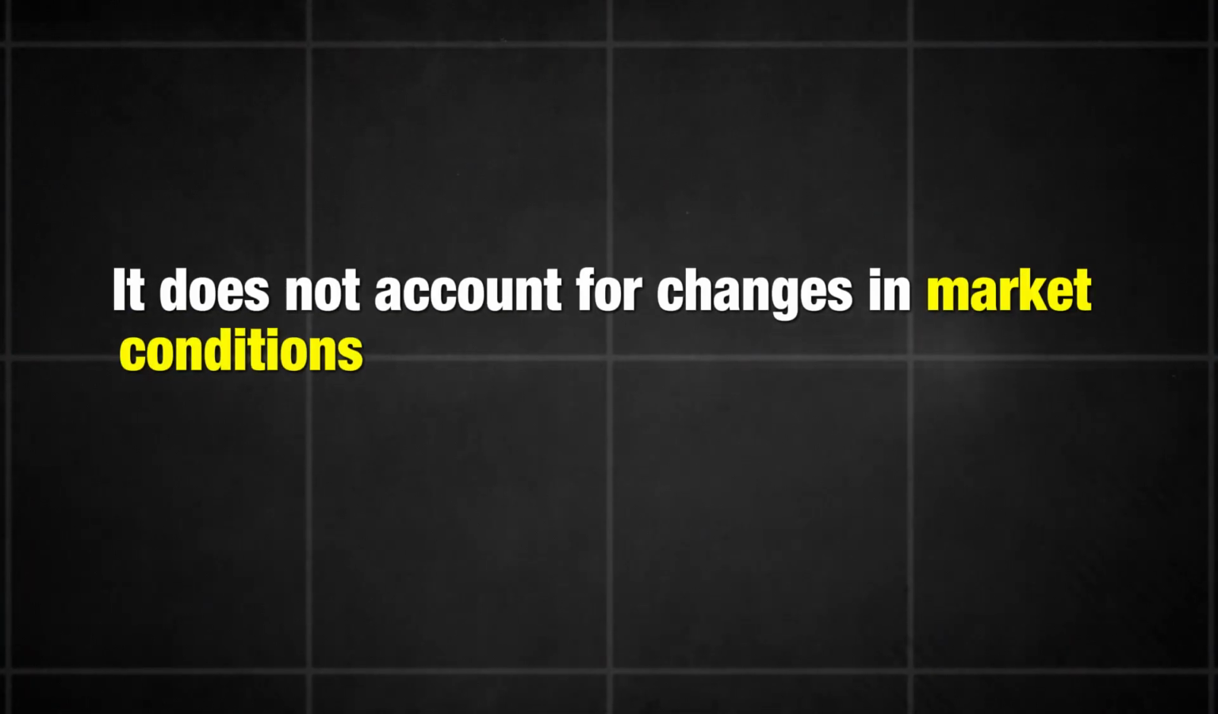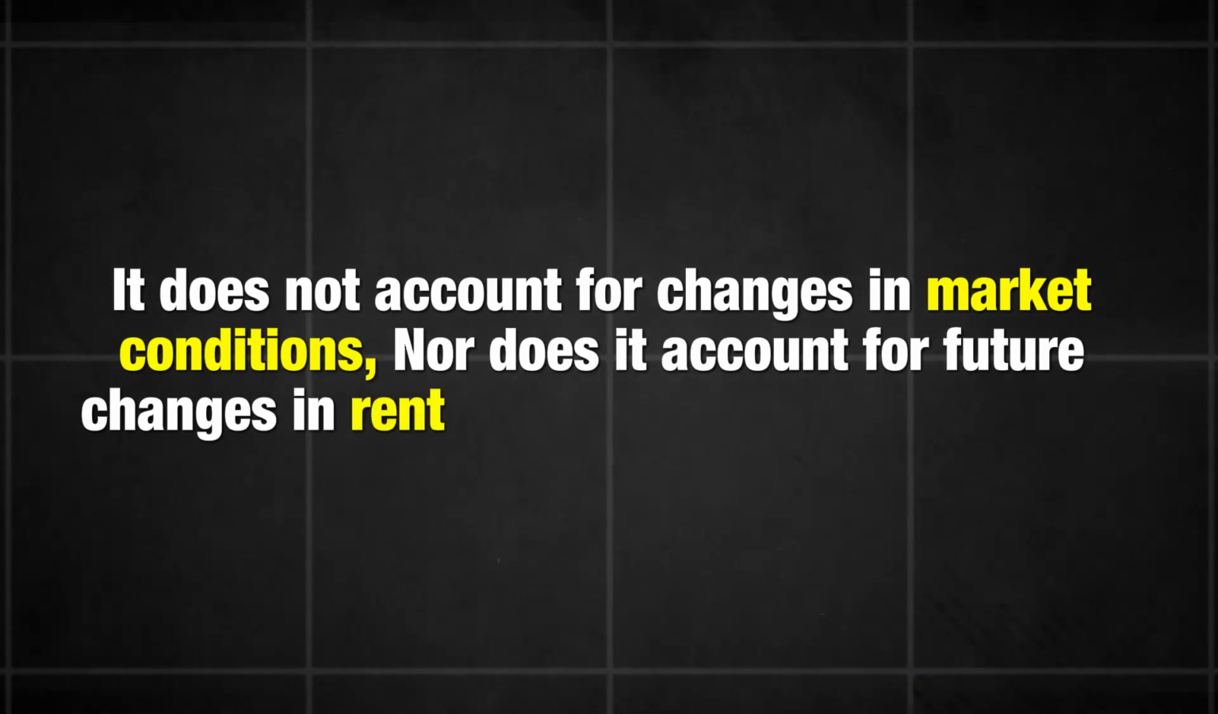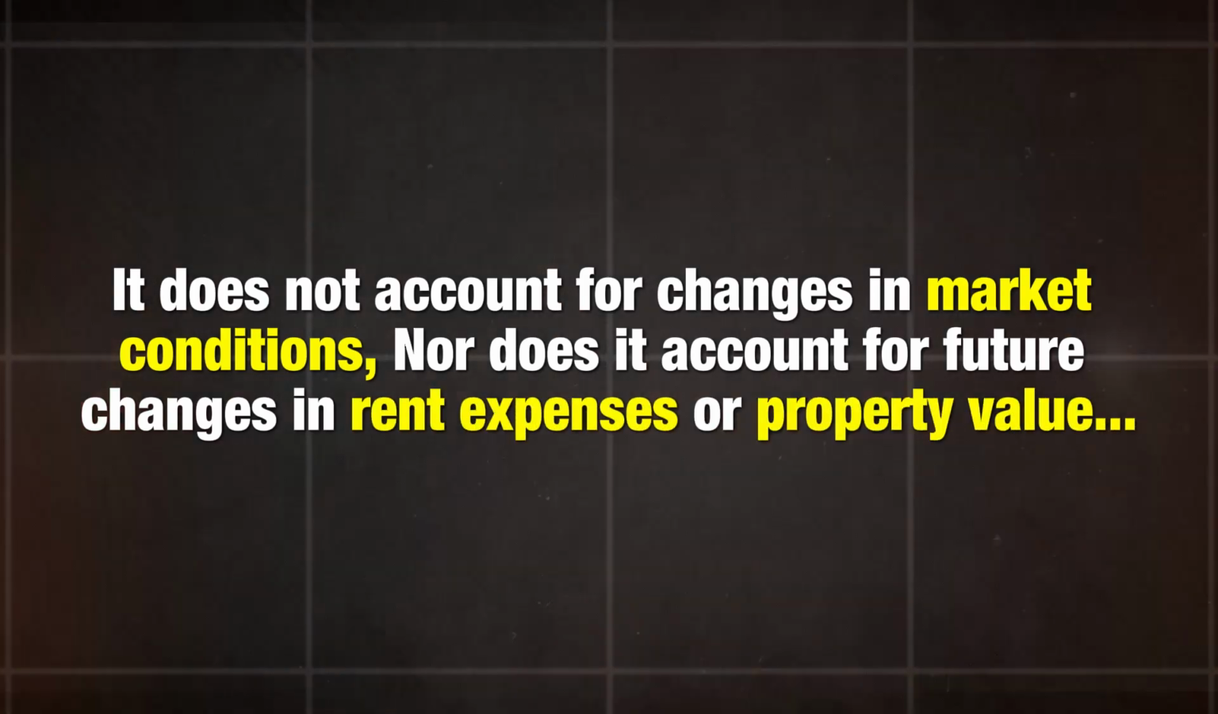Now, every metric has its limitations, and yield on cost does not account for changes in market conditions, nor does it account for future changes in rent, expenses, or property value. However, when I examine models with underwriting going out 3, 5, or 7 years, it's all a guess anyway. Yield on cost is a calculation with a much shorter time frame because it goes out right to when it's stabilized. It doesn't go out many years.